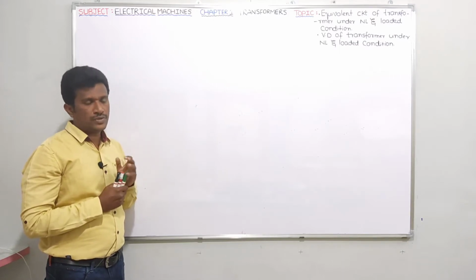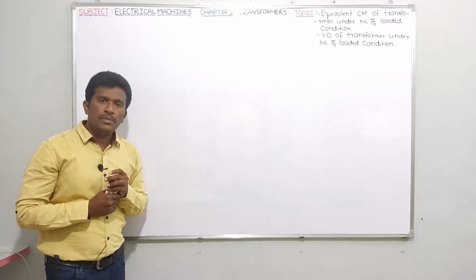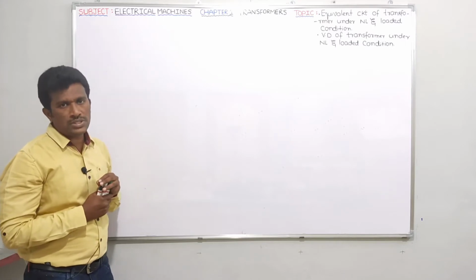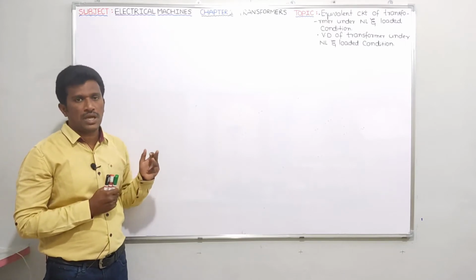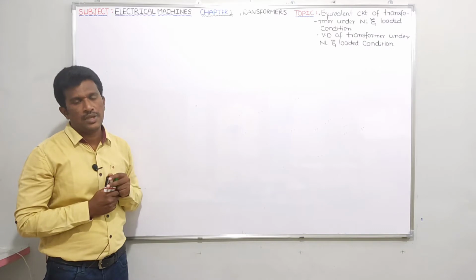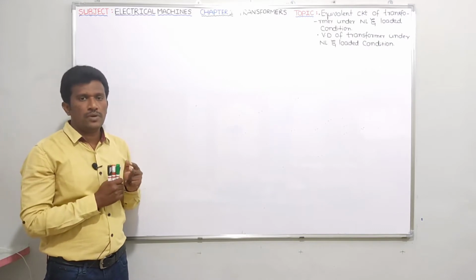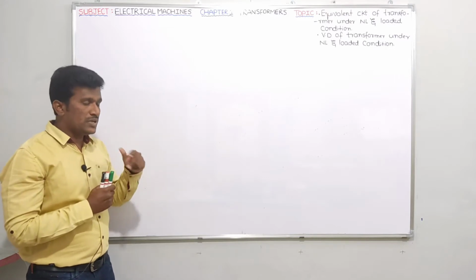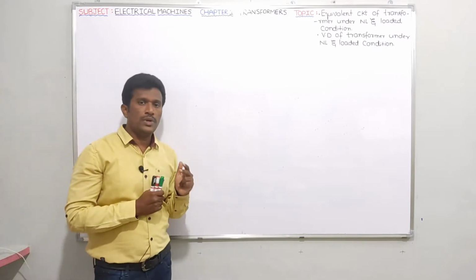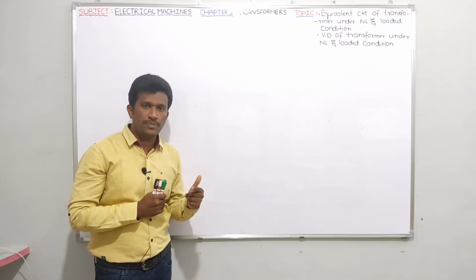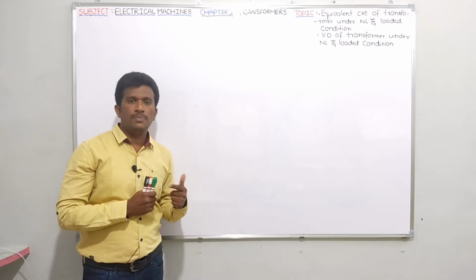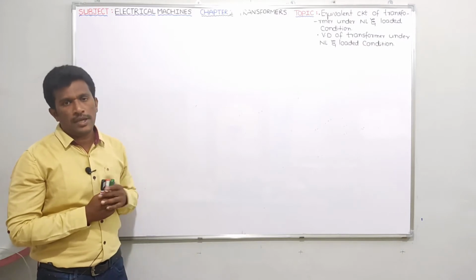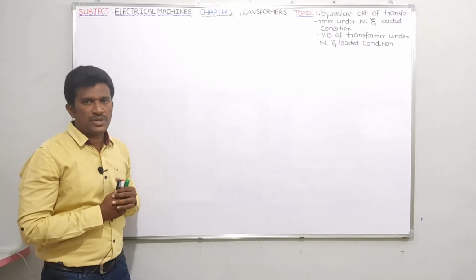First conclusion, E1, E2 are RMS phase values. Second conclusion, flux used in the EMF equation of a transformer is the maximum value of flux, or peak value of flux. And E1 by N1 equals E2 by N2, that relation we got. What is the meaning of that? It means induced EMF per turn in the primary side is equal to induced EMF per turn in the secondary side. So E1 by N1 equals E2 by N2 equals K, where K means transformation ratio.